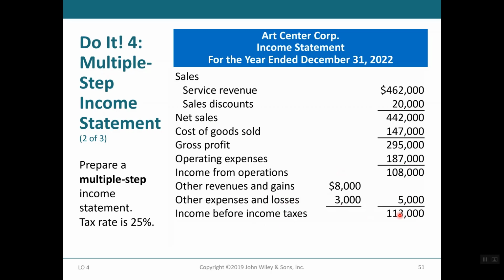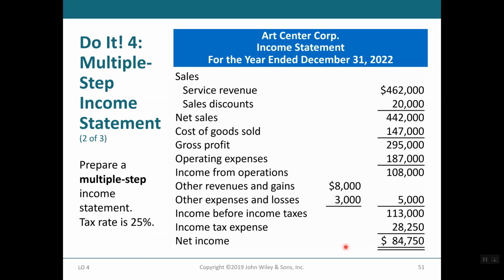Income before income taxes: we added the 5,000 to the 108,000 to give us 113,000. That's income before income taxes. And then we have income tax expense, 28,250. That is 25% of our income here. And when we deduct that, we have 84,750 as our net income.